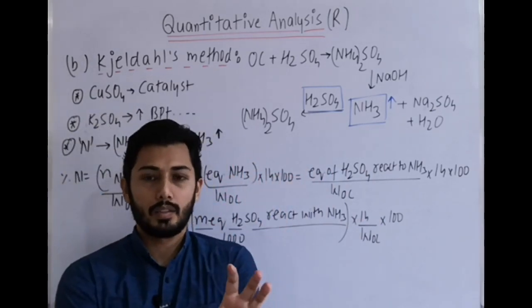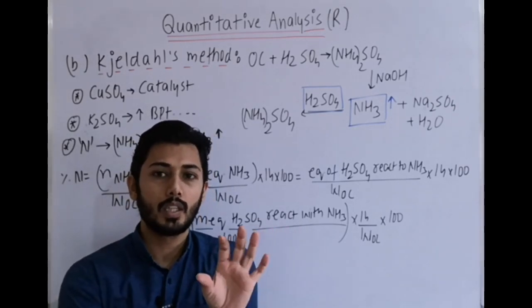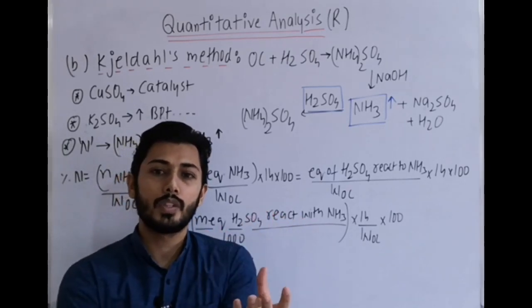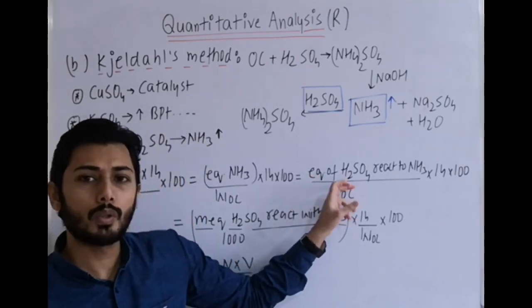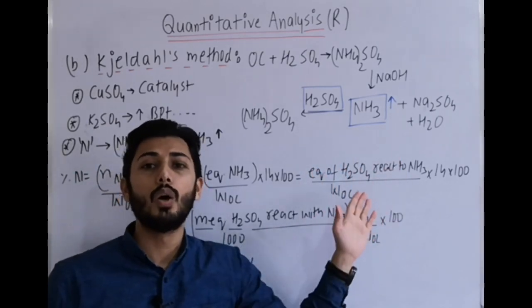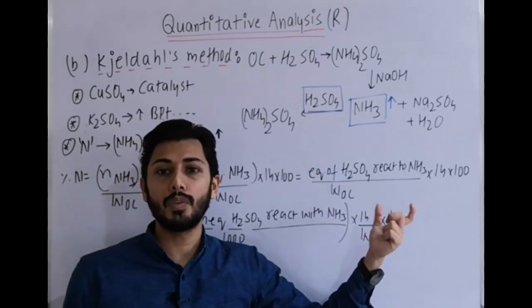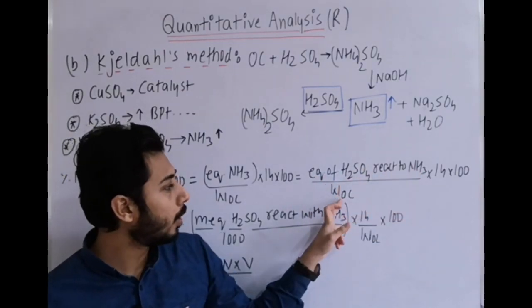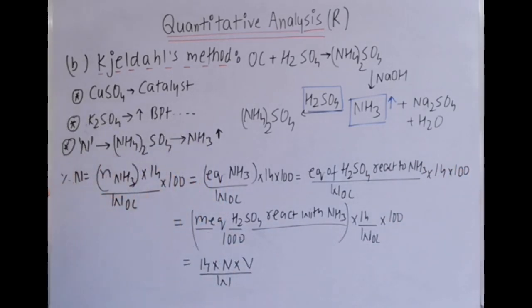Now in the numerical, if excess of H2SO4 is used, then there is some slight difference in the usage. Otherwise, if it is directly given that H2SO4 reacted with ammonia, then it is a very simple question. Simply find the equivalents of H2SO4 by using the mole concept. You know the formula for equivalents: normality into volume, or molarity into n factor into volume, is the formula for number of equivalents. Now equivalents of H2SO4 reacted with ammonia upon weight of the organic compound, remaining terms the same, 14 into 100, right?